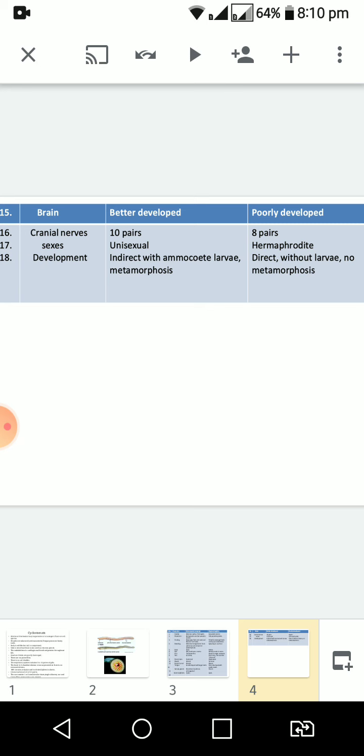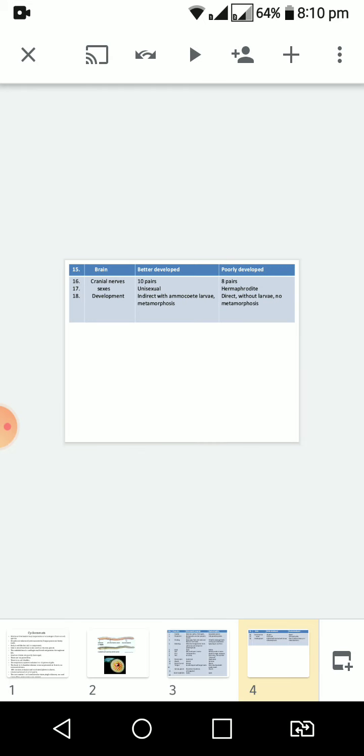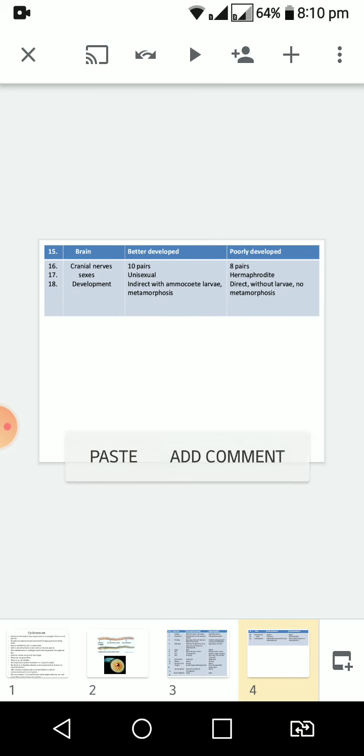Now from the development point of view, in the petromyzon the development is indirect. Why? Because the Ammocoetes larva is present. So that is the important thing of the petromyzon. The larva is very important, which is the Ammocoetes larva. But in the myxin, the development is direct. There is no larval stage in the life history. So these are the characteristic features of petromyzon and myxin.